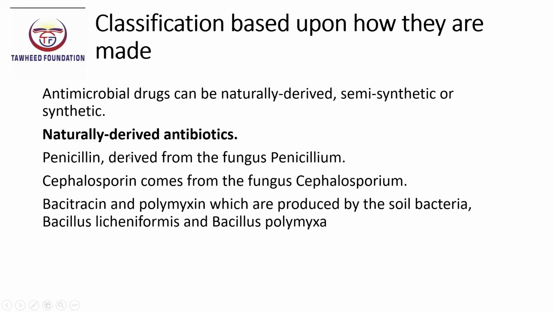We'll start with naturally derived antibiotics. Natural antimicrobials such as penicillin from Penicillium have long been used. Here, cephalosporins come from the fungus Cephalosporium, penicillin is derived from the fungus Penicillium, and bacteriocin and polymyxin are produced by the soil bacteria Bacillus licheniformis and Bacillus polymyxa.